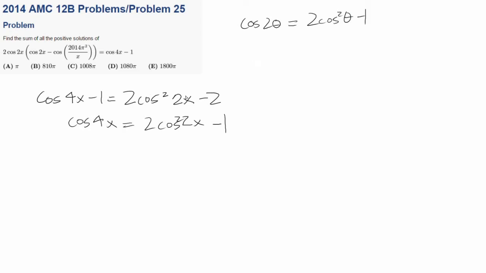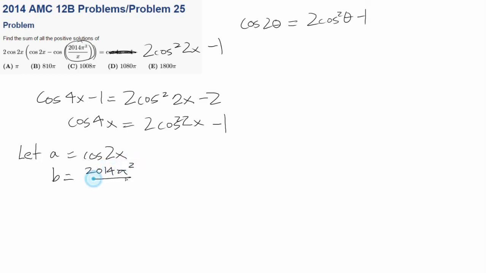So now everything is in cosine 2x, which is better. Since everything is in cosine 2x, it'd probably be substantially easier if we just subbed it out. So let a equal cosine 2x. Actually, I don't feel like writing this over and over again, so I'm going to sub this out too, squared over x.